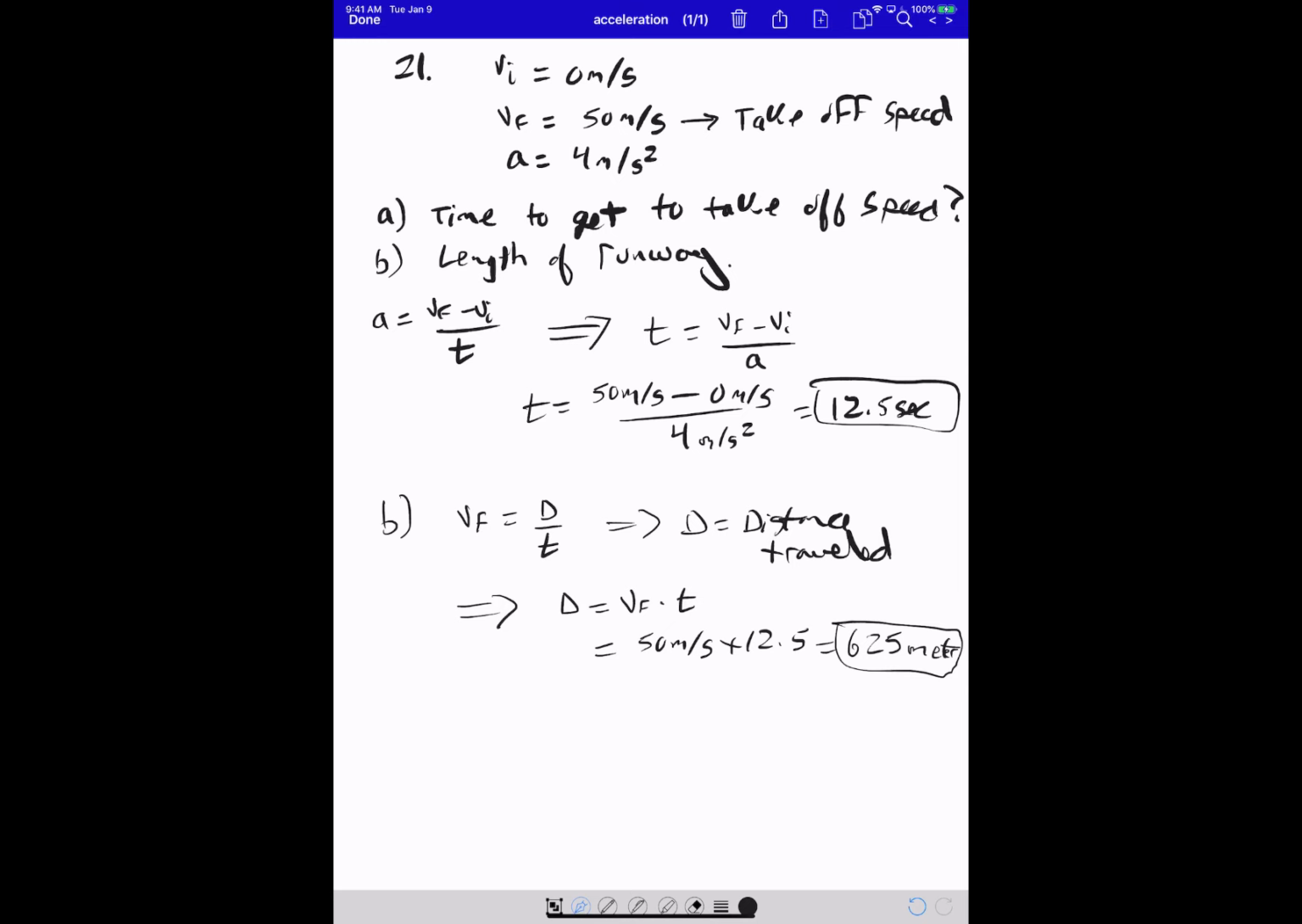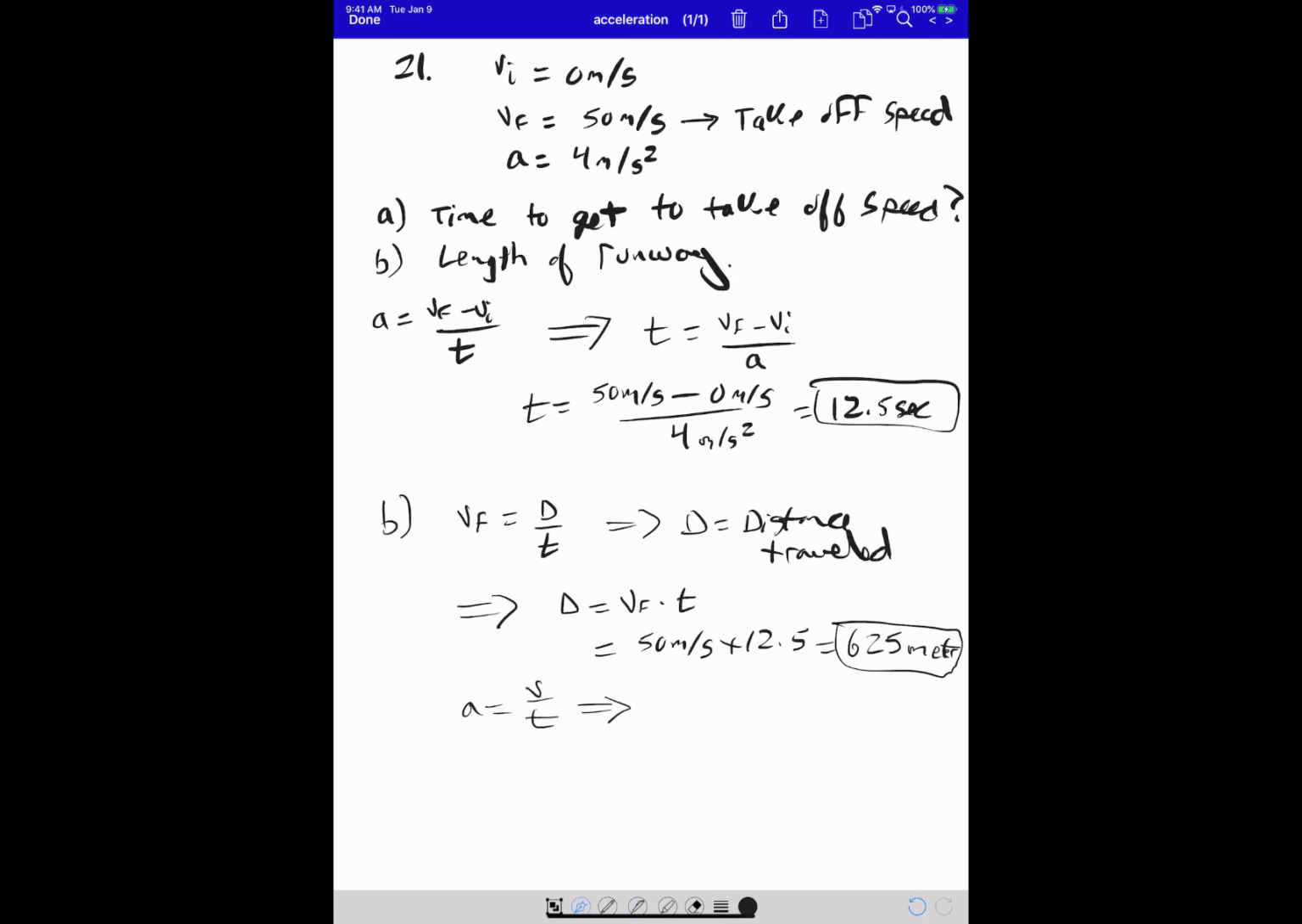Now, you can actually solve this a slightly different way. Oftentimes, there's going to be more than one way to solve a problem. We know, for example, that we've got acceleration. And acceleration is simply velocity over time. Well, if we wanted to go this route, we have an acceleration, we have velocity. Remember, velocity is distance over time.